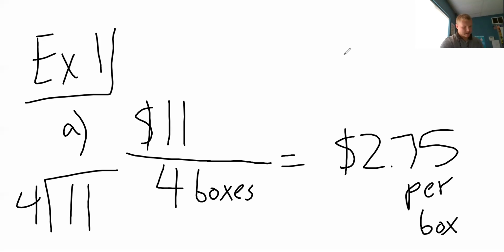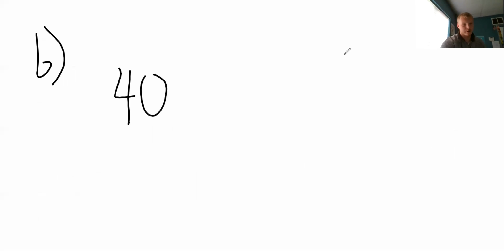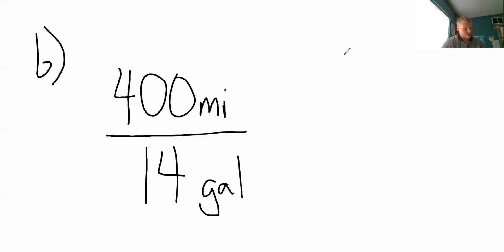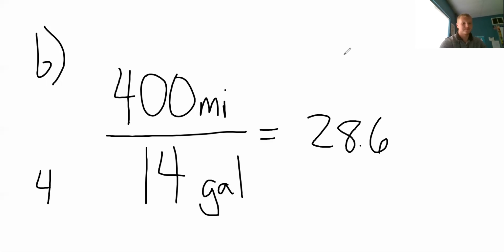So let's do letter B on example 1 as well. Letter B, it says 400 miles on 14 gallons of gas. So 400 total miles on 14 gallons. I'm going to do the exact same thing. 400 divided by 14, which is going to be 28.6. And no, I'm not doing that in my head. It gives me the answer. So 400 divided by 14.